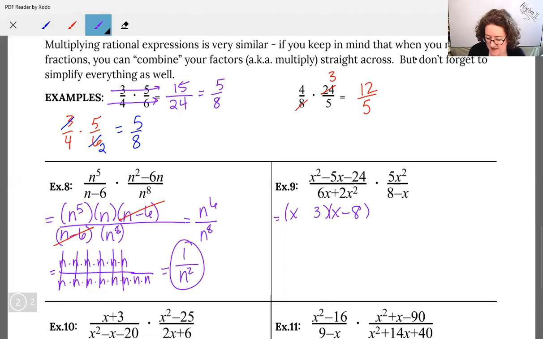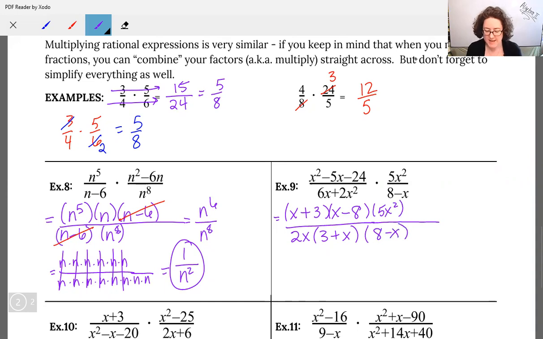If I subtract the 8x and add the 3x, that gives me my negative 5 in the middle. In the denominator, 6x and 2x squared. Well, I can factor out a 2x, which leaves me with a 3 plus x. Okay. Then again, since I'm multiplying, I can just put everything together in one fraction as long as I keep all my numerator still in the numerator. So I have a 5x squared. And then I have an 8 minus x.